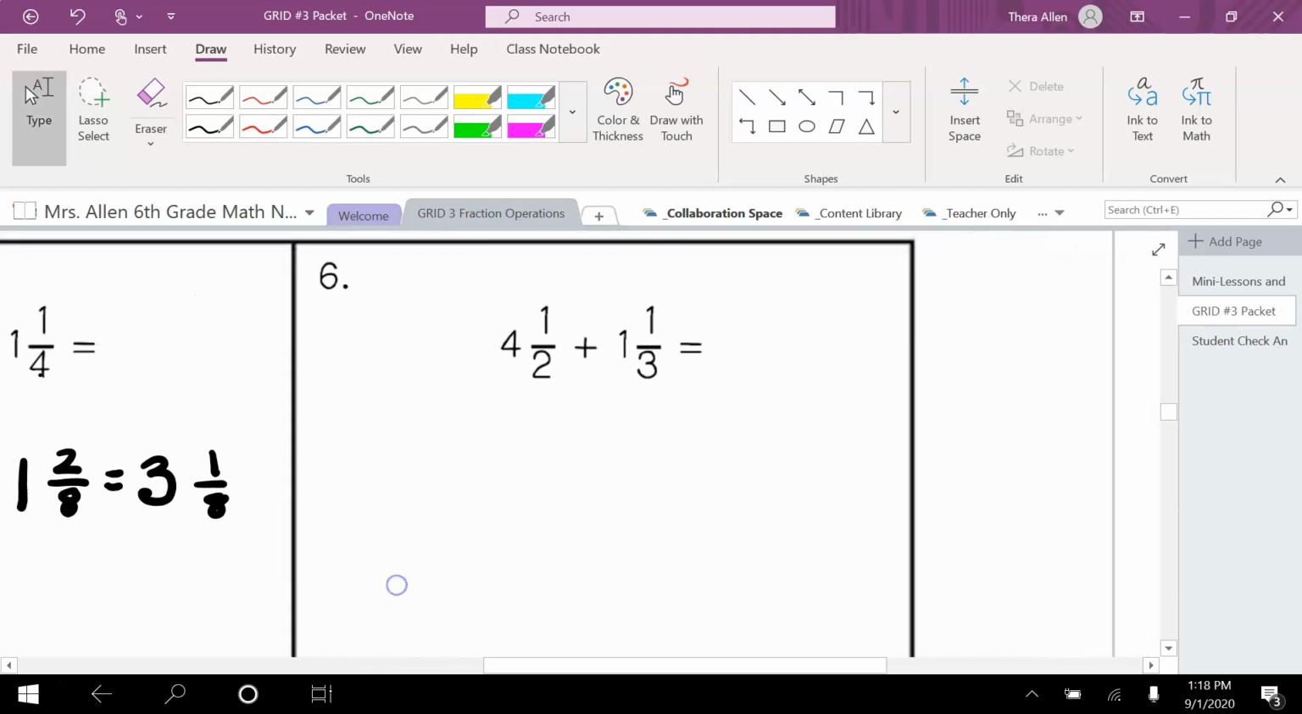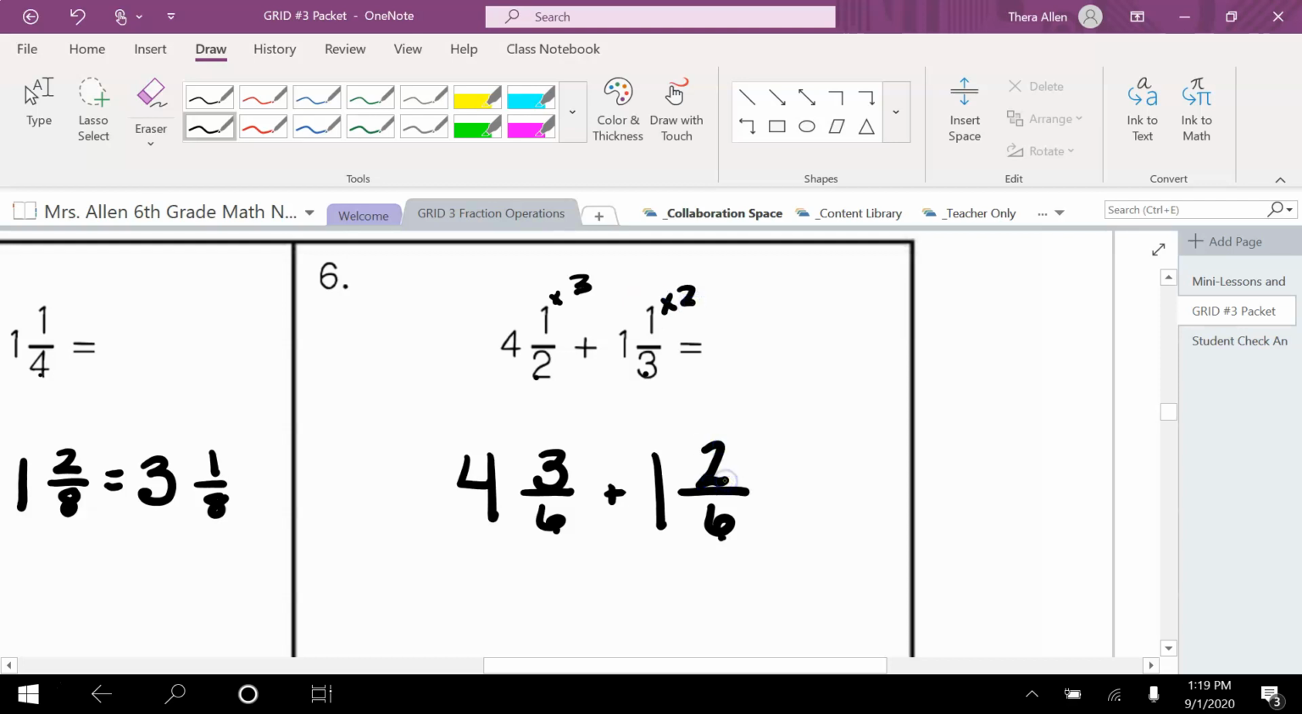Moving on to number 6. Once again, I have uncommon denominators. 2 and 3's least common denominator would be 6. I need to write my whole numbers as well. 2 multiplied by 3 gives me 6. So 1 times 3 gives me 3. 3 multiplied by 2 gives me 6. So 1 times 2 gives me 2. And now I add across. 4 plus 1 gives me 5. 3 plus 2 gives me 5 6ths. Remember, the denominators are not added together.